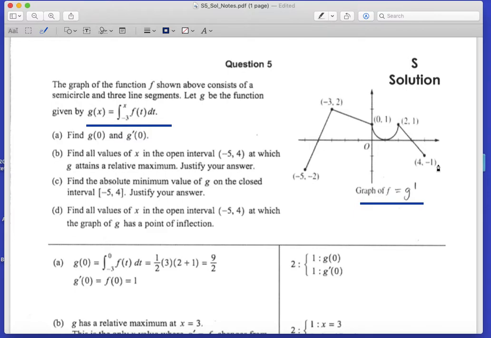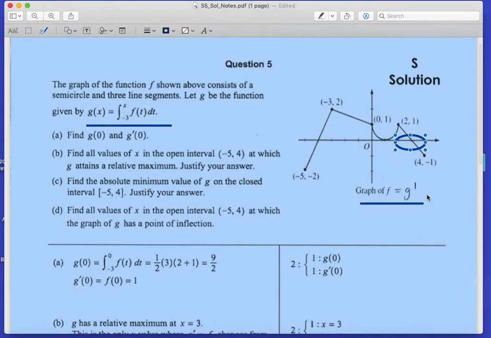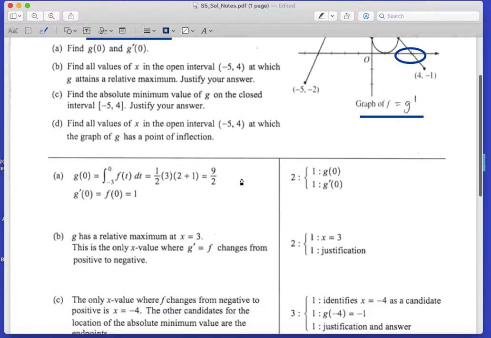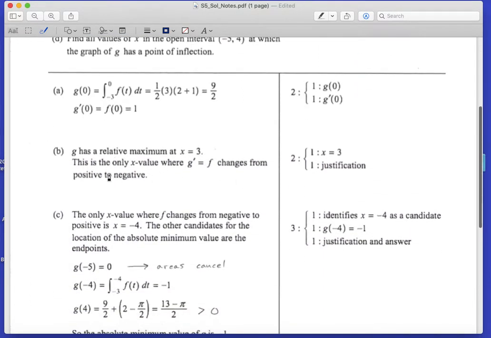Well, we apply that to the function g here. We're looking at the graph of the derivative, so where does this graph change from positive to negative? Only one place, x equals 3. So we find it and we justify it by just repeating the thinking that we used to find it. So, let's see what they say. Basically what we said right here. G prime, which equals f, changes from positive to negative only at x equals 3.